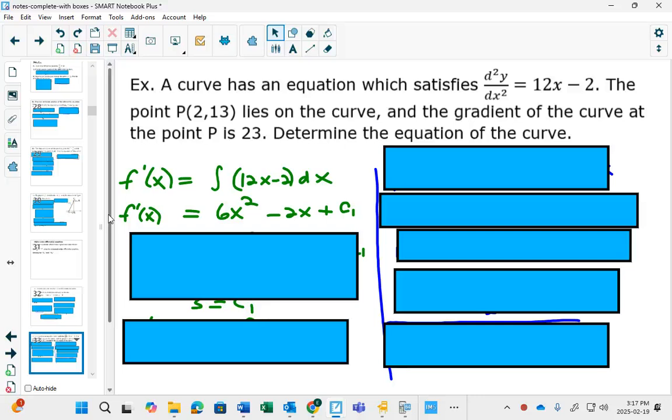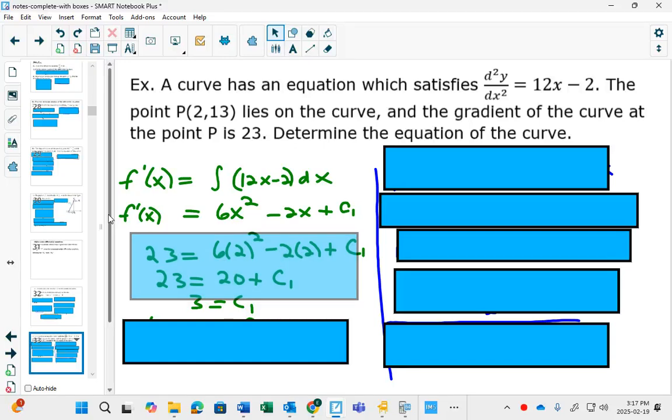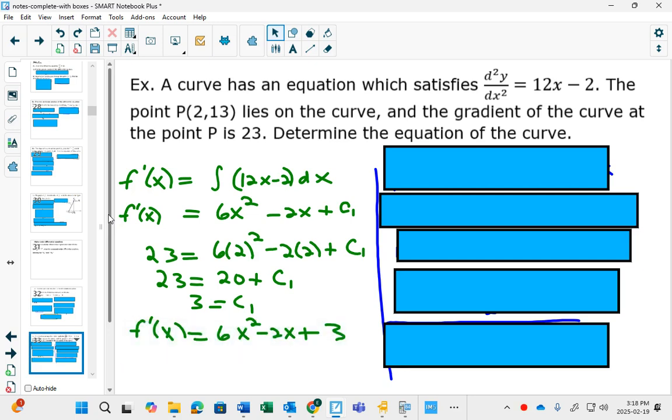So what does that mean for this equation? If we know the slope is 23, that makes me think I can replace the 23 with f prime, because that's the slope. What do I replace x with? 2, because it's at the point P, and the x value at point P is 2. So I can plug in 2 for x, and the 23 for the derivative, and that lets me solve for C1, which means I now know the particular solution for the derivative.